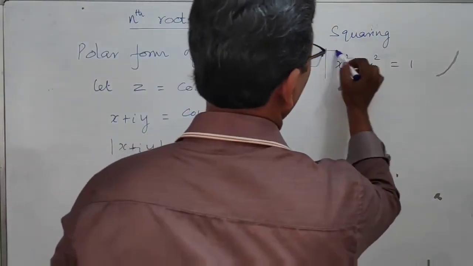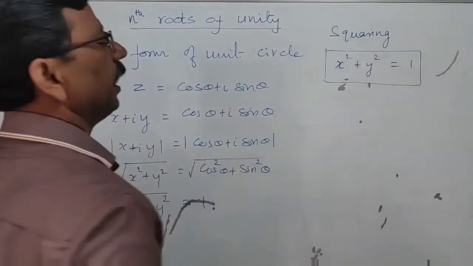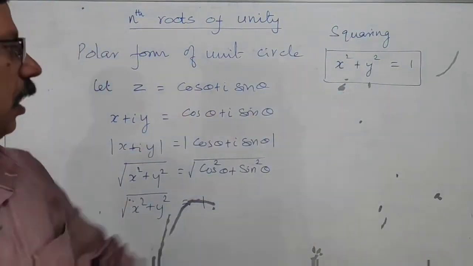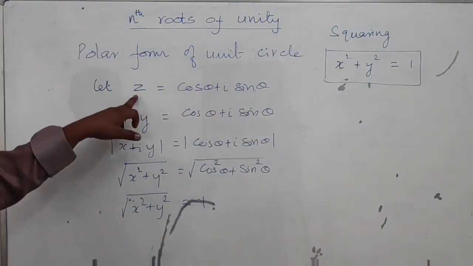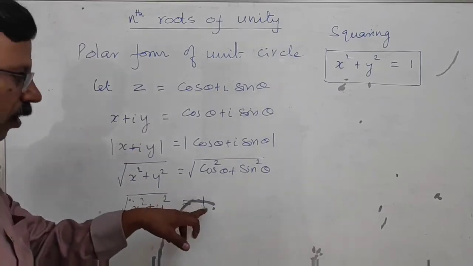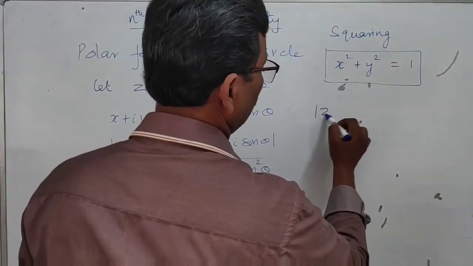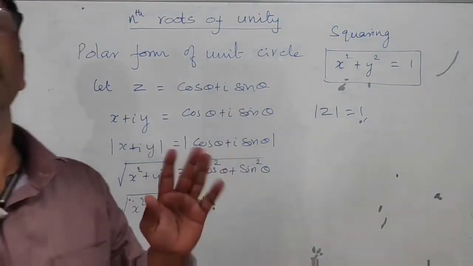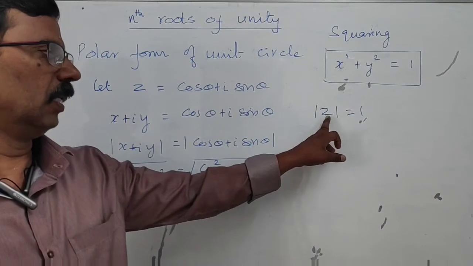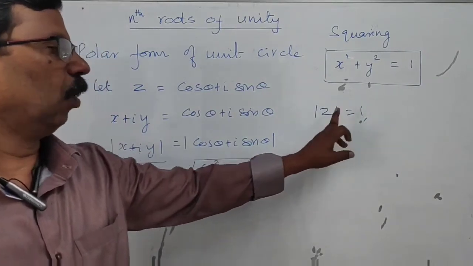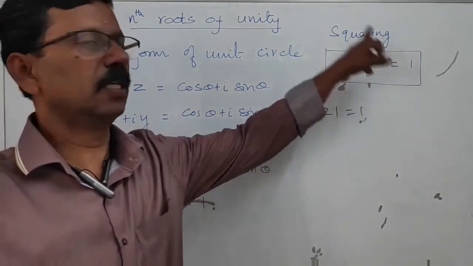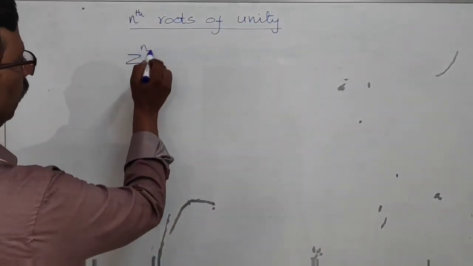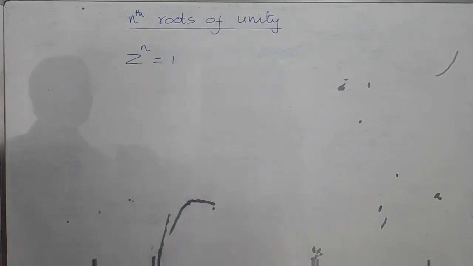Now, this is the equation of the circle whose radius is 1. Hence, this circle is called a unit circle. And also, if you take this z, what is its modulus value? Modulus value is equal to 1. If modulus z is equal to 1, then the circle is called a unit circle. Whenever the modulus of a complex number z is equal to 1, the locus of z is nothing but the unit circle. Now the nth roots of unity. Consider an equation z power n is equal to 1.